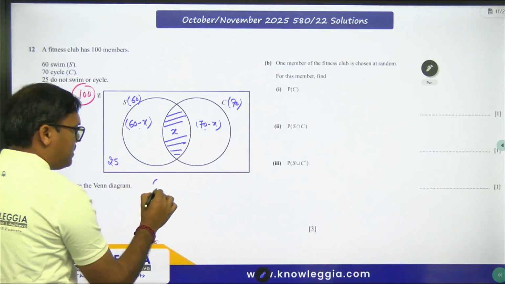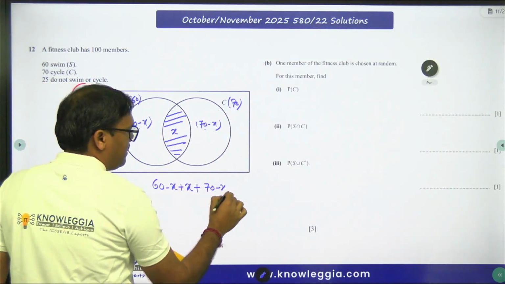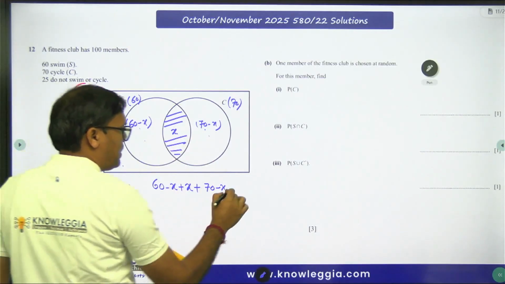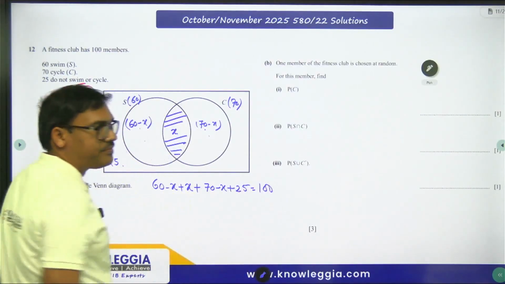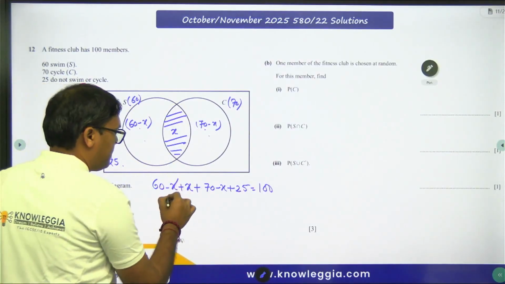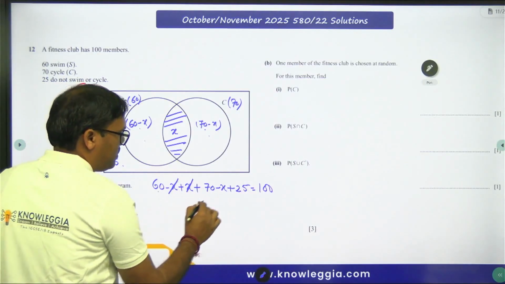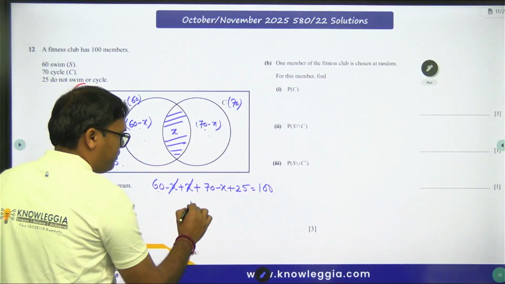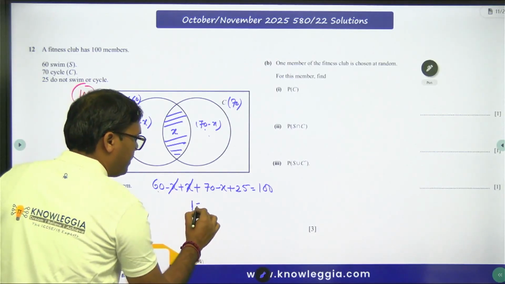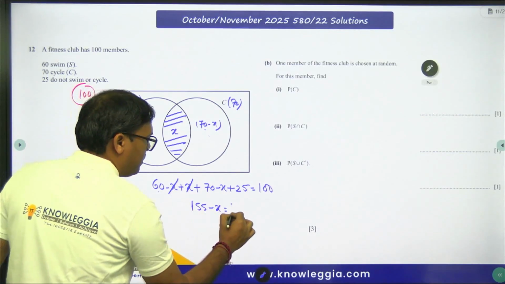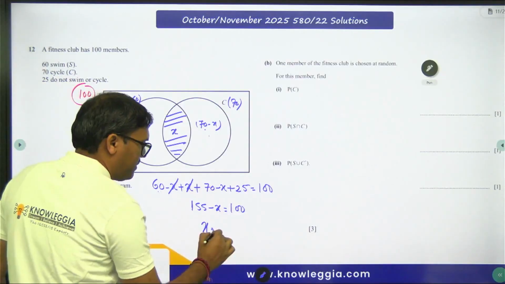So we can see this is 60 minus x, plus x, 70 minus x. This plus this plus this plus this, 25, should be equal to total members, which is 100. So now you see this x and x cancel out. This is what? 130. This is 130 plus 25, so 155 minus x is equal to 100. Correct? So what is x? x will be equal to 155 minus 100, which is 55.